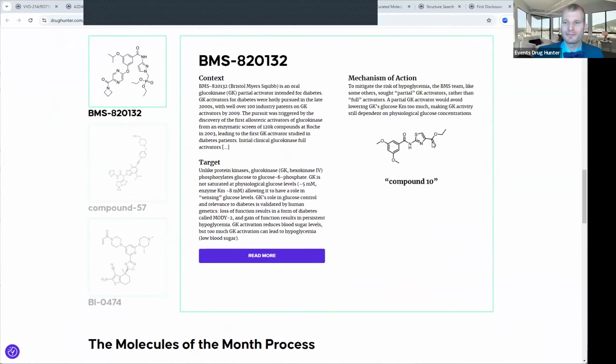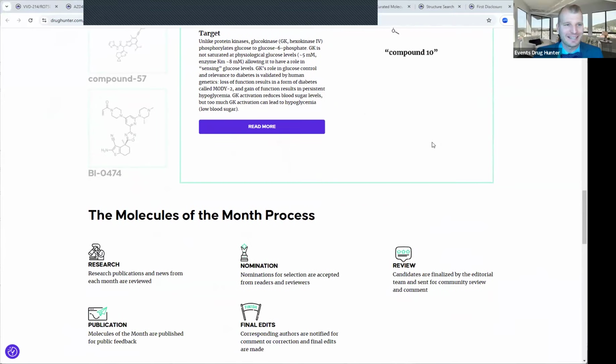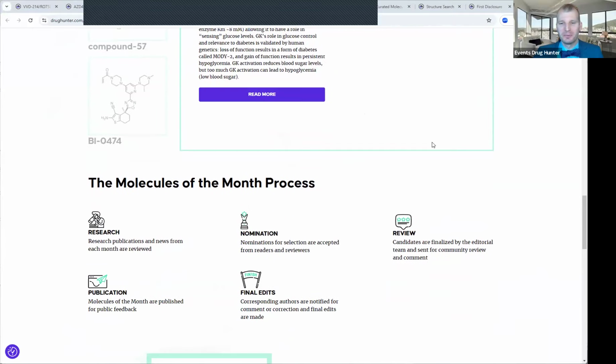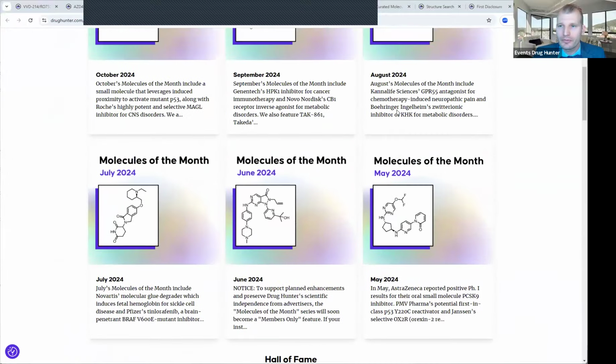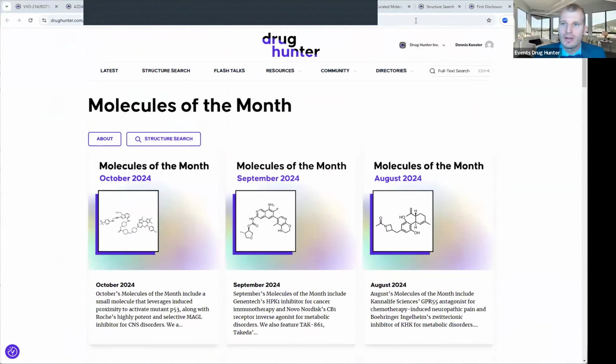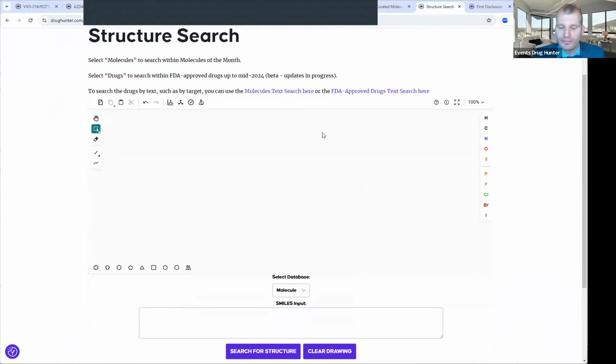We often get asked about how we select those molecules, so we thought we'd let Rory, who's responsible for that process, walk you through it. If there are any questions, please let us know. I want to conclude with the structure search now. We have also made really huge enhancements to the structure search recently, so I want to walk you through a few of the new features that are now available.